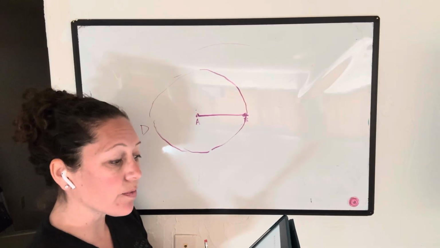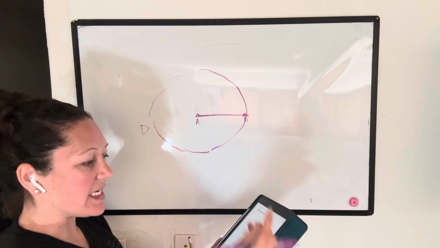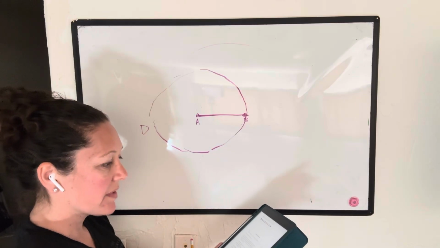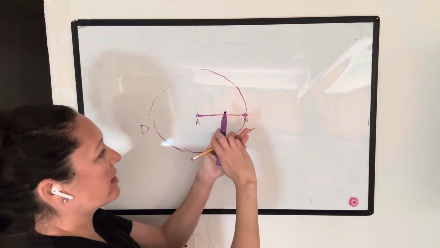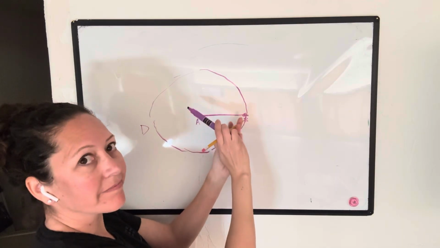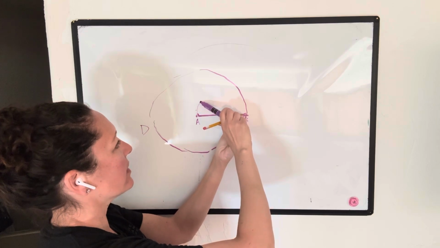And it says with center B and distance BA, let the circle ACE be described. Okay? And so how we do that one is you're just doing it the opposite direction. Okay, so B is your center, A is over here.